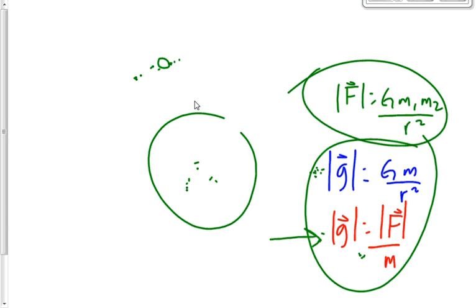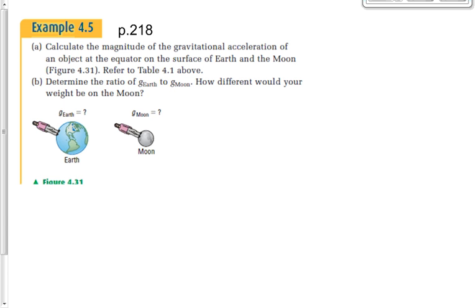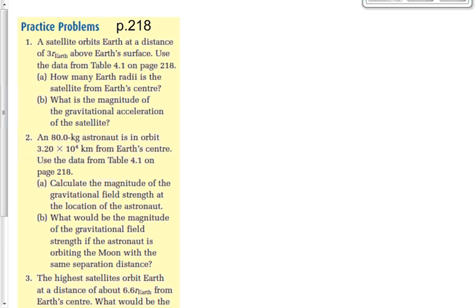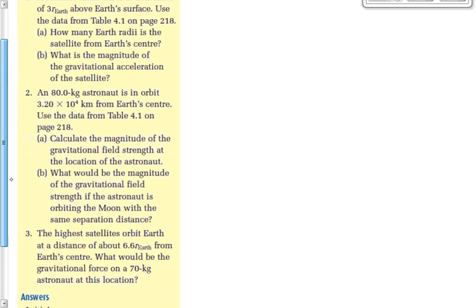All right, we had three questions for homework last night on page 218. I know that there were some people that needed to go over question number 3. Any others besides question number 3?